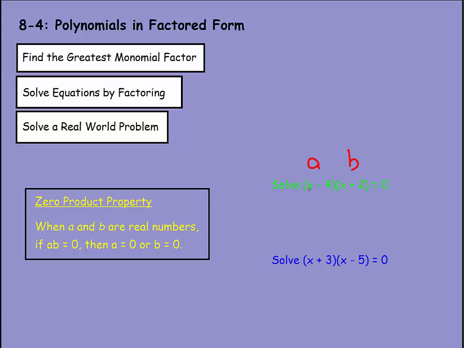Well, if x was positive 4, minus 4 would be 0. Or if x was negative 2, plus 2 would be 0. So my options would be positive 4 or negative 2. Same thing with this one. We have x plus 3 and x minus 5. This is a and this is b. One of them has to be 0. This would be negative 3 to make this 0, or we could have positive 5 to make this one 0. So these ones actually have two different answers.